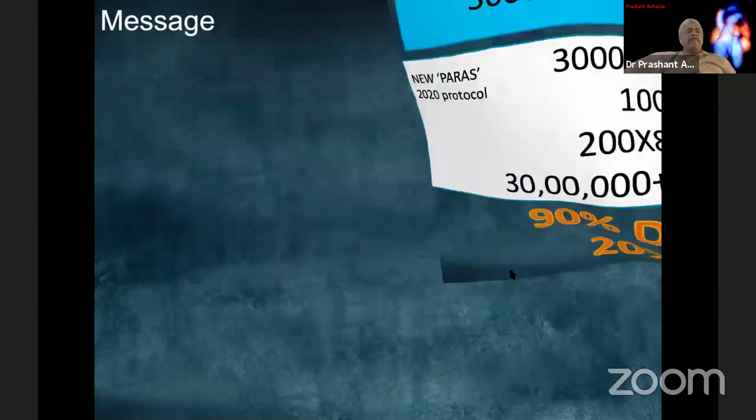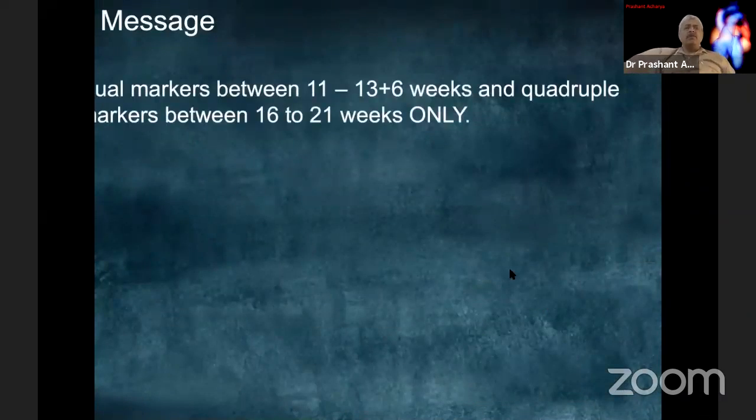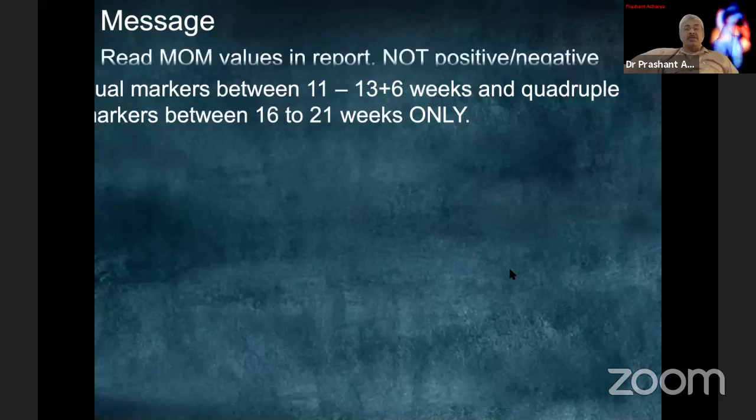Messages are clear. Dual marker between 11 to 13 plus 6 weeks, and quadruple marker between 16 to 18 weeks only. Go for ultrasound first, then utilize biochemical markers only. You will need them in only 20%. You may not need biochemical markers in more than 20%. Read the MoM value in the report, not only positive or negative. That will give you many clues.